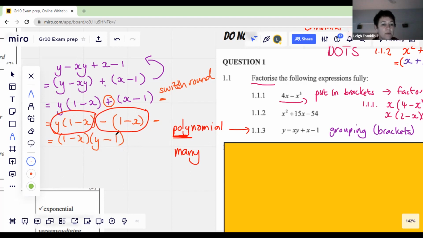So in other words, if we split these apart, we'd have y times 1 minus x up here, and then negative 1 times 1 minus x over there. And that, grade 10s, would be your final answer. Maybe that's what you were referring to, Marisa, something like this with grouping that you then have to do a switch round.